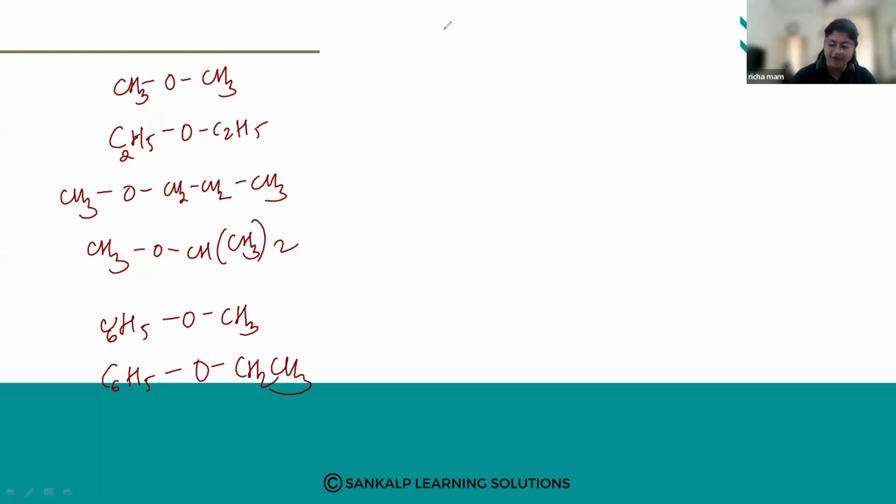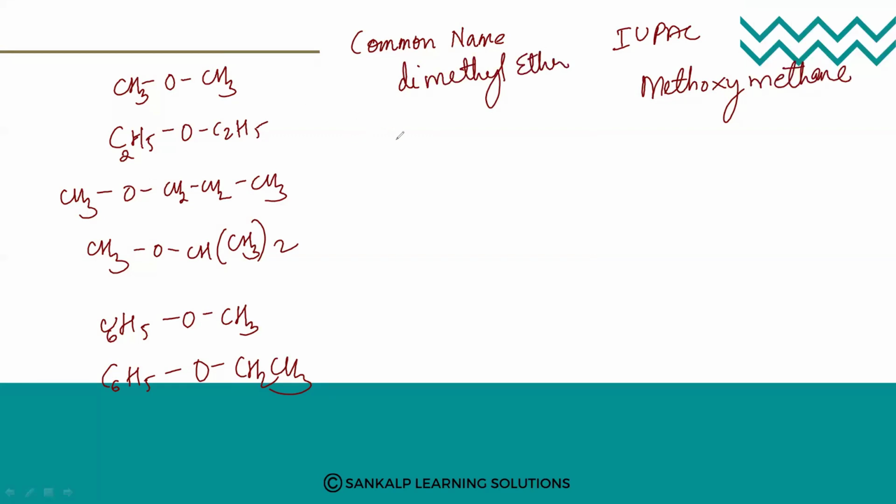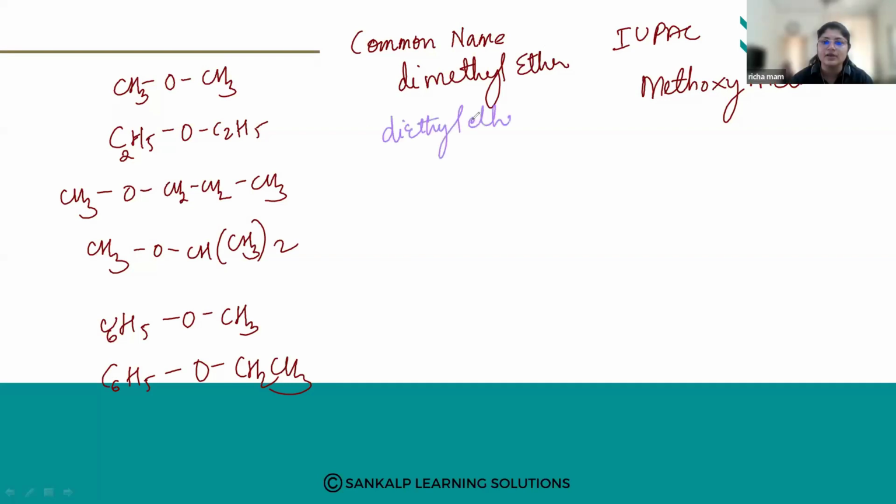What is the name of the first compound? Can you tell the common name and the IUPAC name? The IUPAC name is methoxymethane. What about the common name? It is dimethyl ether. Let's go for the second one. Diethyl ether is the common name. And the IUPAC name? Ethoxyethane.